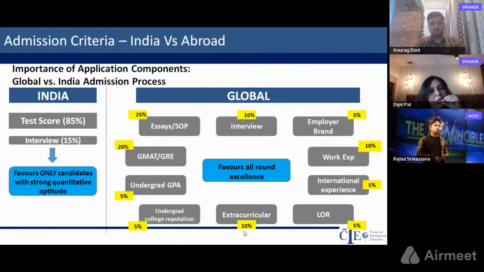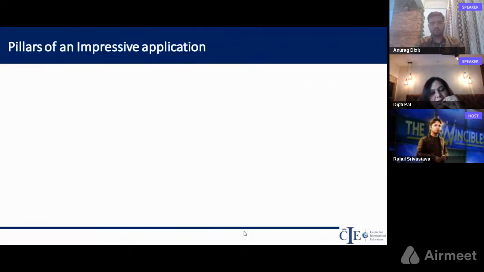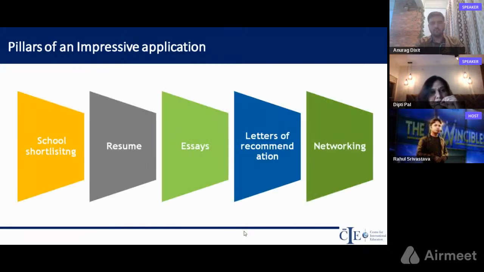I'm sure, Anurag, you will also agree with this, that the student has to balance both the aspects. They have to score well on the test, and they also have to come up with a very strong application. So now let us understand what the components of the application are, and we are going to discuss today in detail the SOP and letters of recommendation.